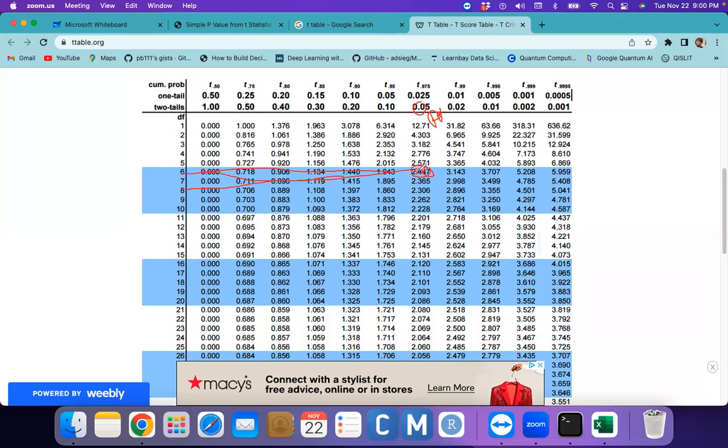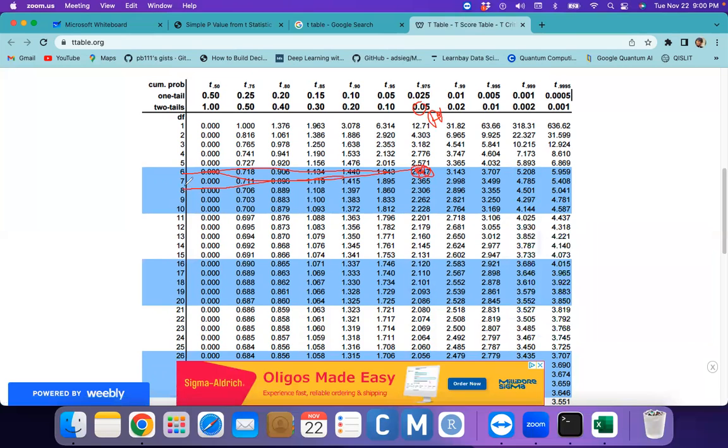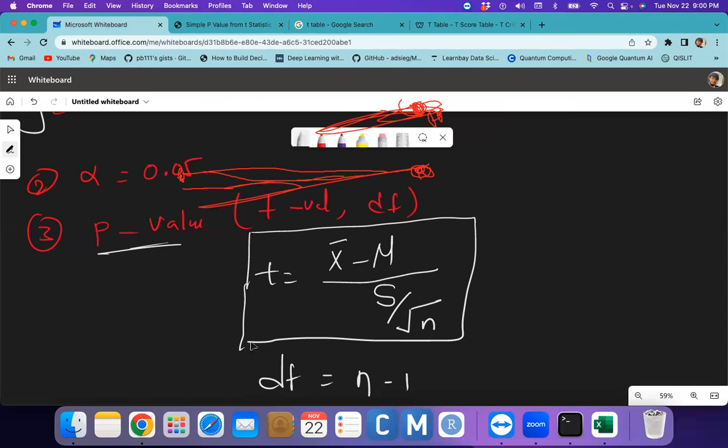So you calculated the T value from the formula, and the degree of freedom you already know. So with the help of these two values, we are able to calculate the P value. So from the T table also we can calculate it. This is what we should do manually, but we have coding. From the coding we can do it. Don't worry about it.